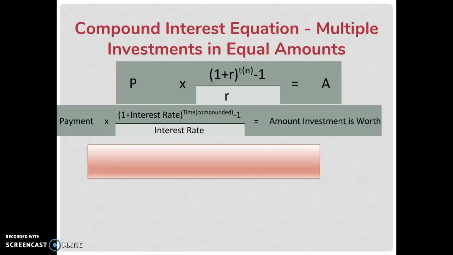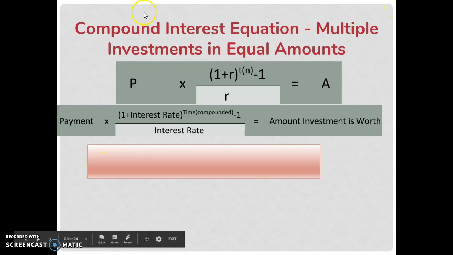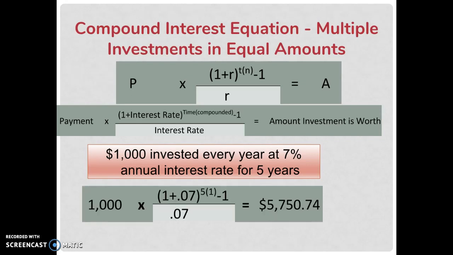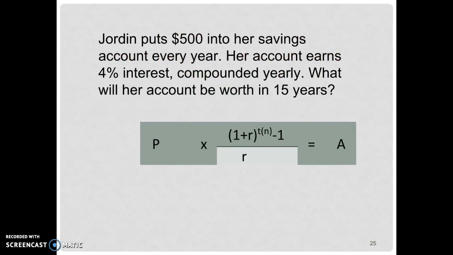Here's what the multiple sum or multiple investment equation looks like. Again, we've still got a lot of the same variables: our principal, rate, time, how many times it's compounded, etc. This one says $1,000 invested every year. So we know this person is putting $1,000 in multiple times. It's not just happening once, it's happening a few times. You can pause and do this practice question if you want to get some practice with this equation, just to make sure you get the questions right.